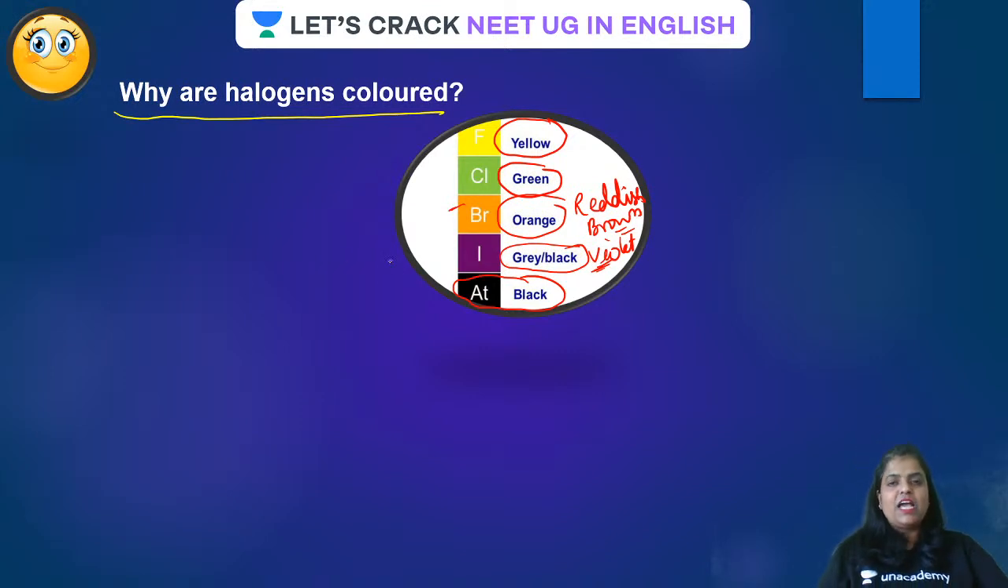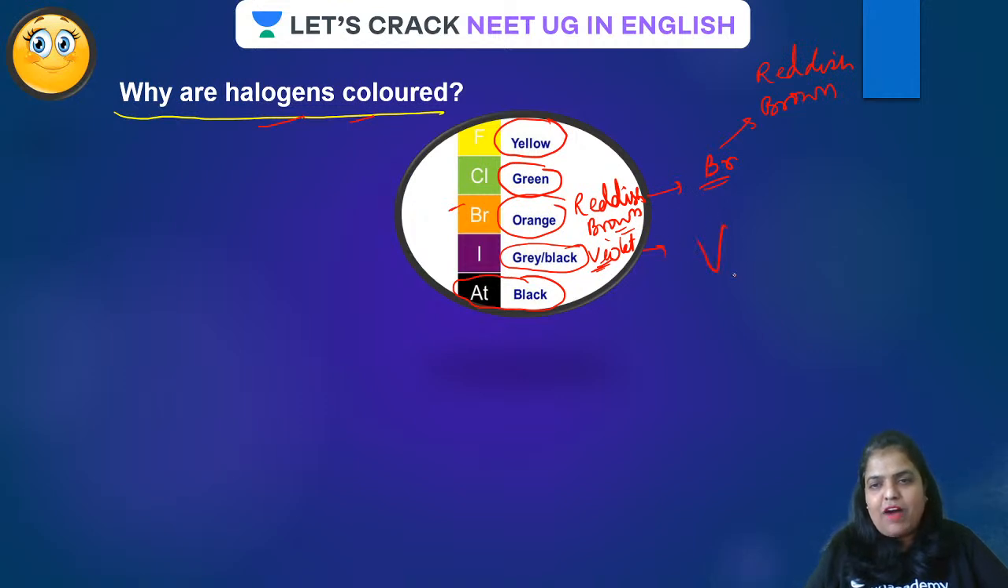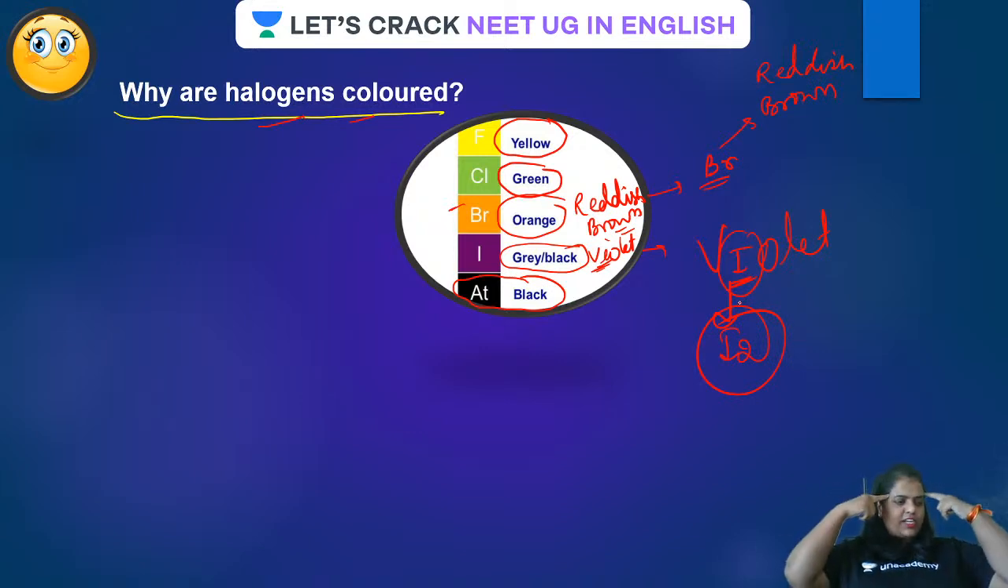Now the question is, guys, why do halogens show such color? Let us see. First of all, I just want to give you the trick to remember the color. Brown: Br for bromine and Br for brown. To that, just add reddish brown. Then violet: Vi, violet, this I for iodine. Is that clear?